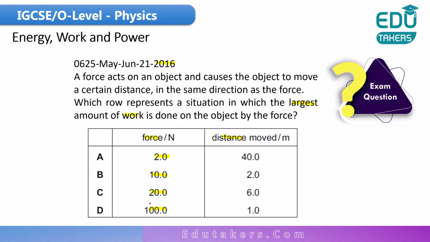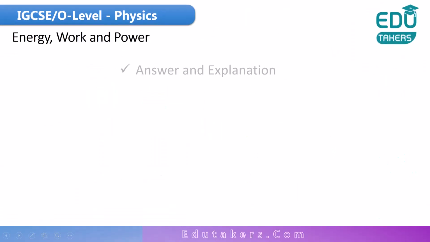So basically you have to show in which one of the following cases there is the largest work done. So first of all, consider answer A and calculate the work done. You have to calculate the work done for all of these cases by using the formula that work is the product of the force and the distance moved by the object. Let's see the answer and explanation.